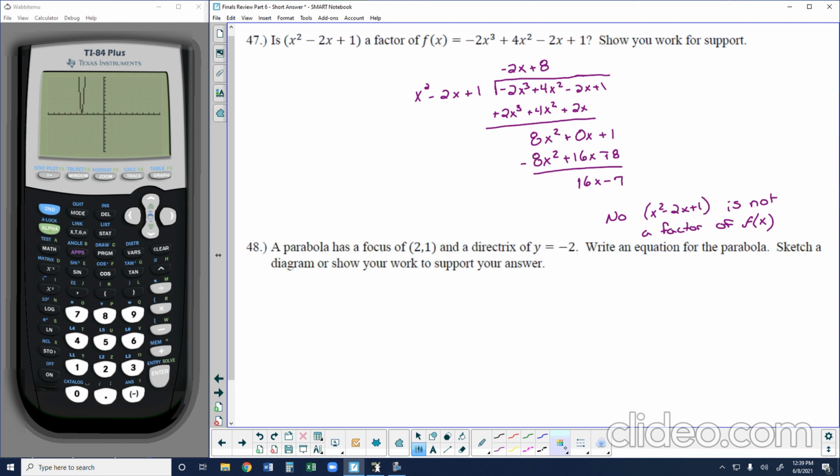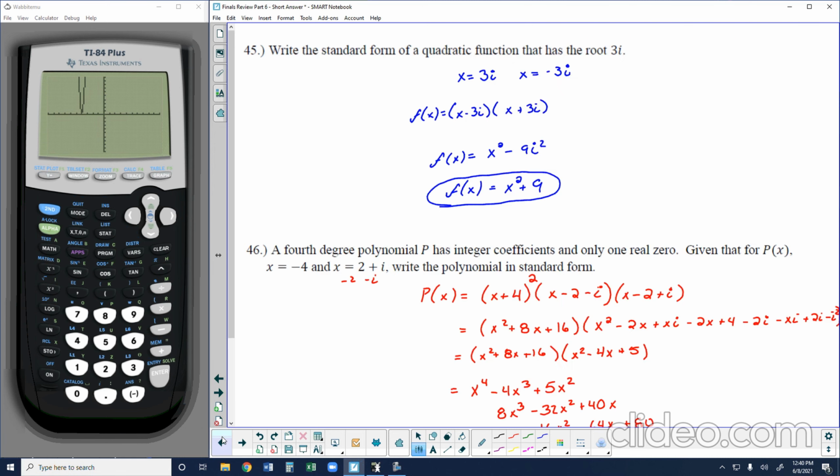So we could go through the process of deriving the parabola, but I wouldn't necessarily recommend it. Let's actually sketch a diagram here. So let's say y equals -2. This is my directrix. My focus is above that, so it's going to be at the point (2, 1). And then I'm going to have a vertex in between the focus and the directrix. And the parabola is going to open up. So remember, the definition would tell us that the distance from the focus to any point on the parabola is the same as the distance from that point to the directrix.